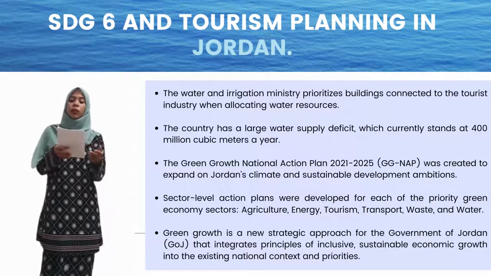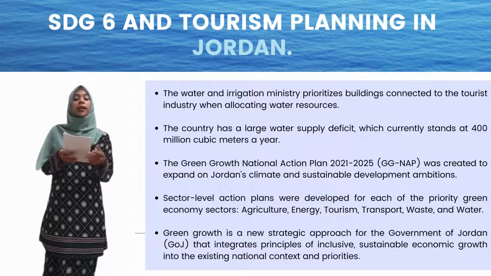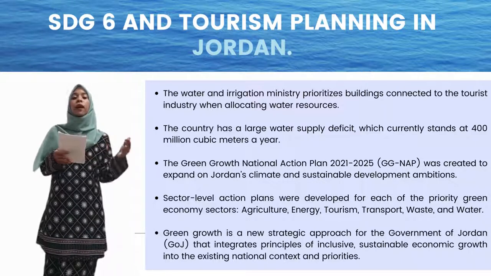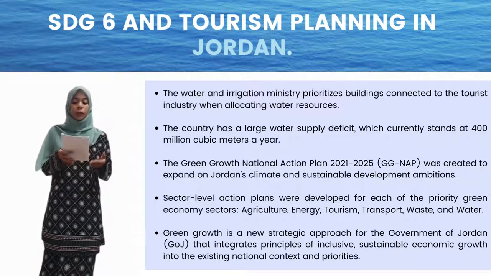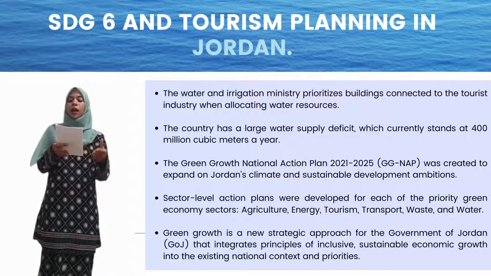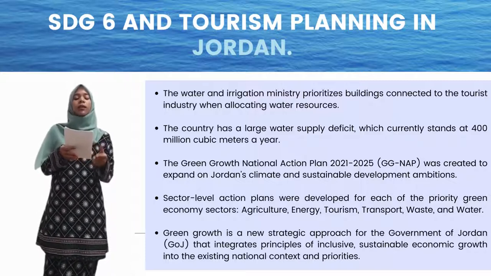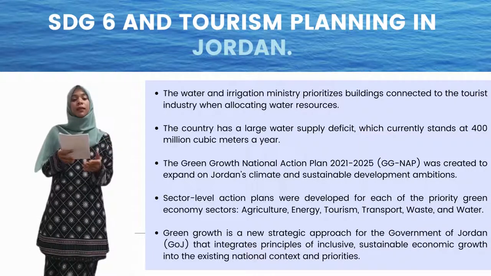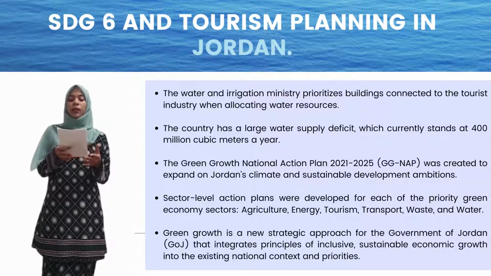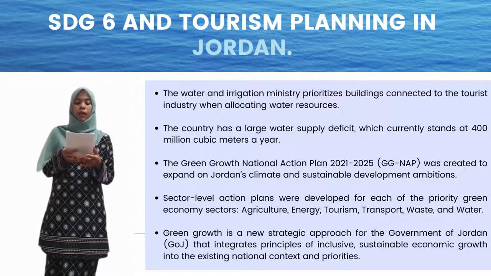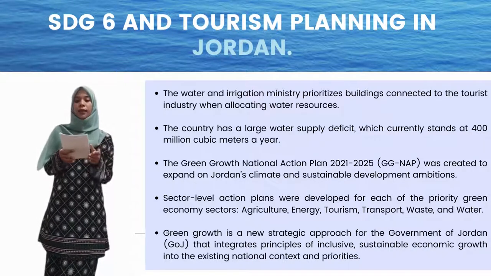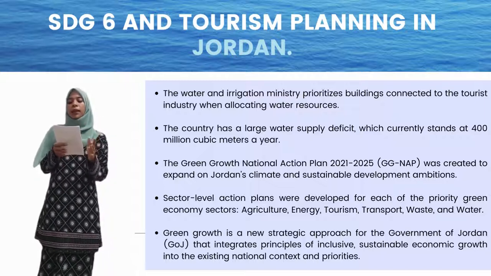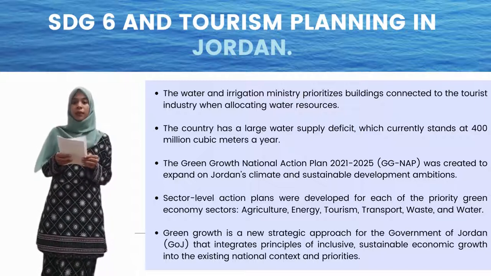As a country with limited water resources, the management and allocation of Jordan's water reserves is far from straightforward. This is because the country has a large water supply deficit, which currently stands at 400 million cubic meters a year. So the Ministry of Water and Irrigation is working to ensure that the key sectors of the country's economy are not held back by inadequate access to water supply.